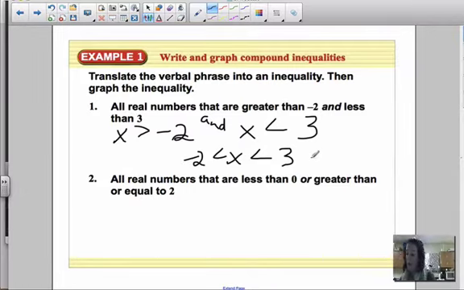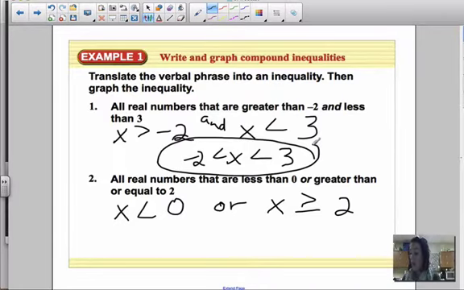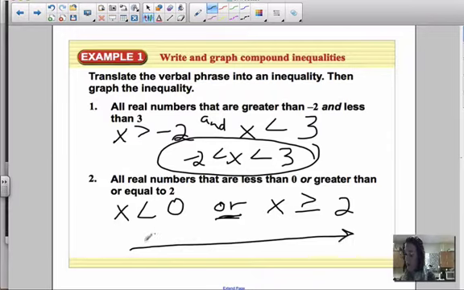All right, number 2, all real numbers that are less than 0 or greater than or equal to 2. Now, this statement I cannot turn into a compound inequality like this one because it is an or. If I were to graph it, less than 0 would put me this way. Greater than or equal to 2 would go that way. So they don't have anything in common.